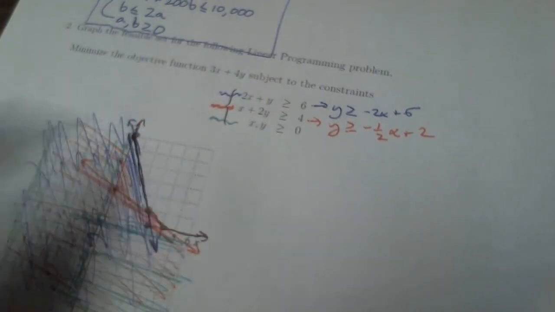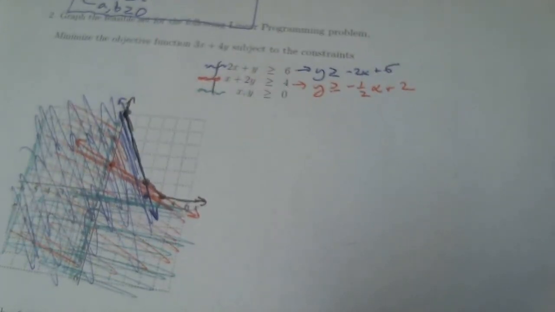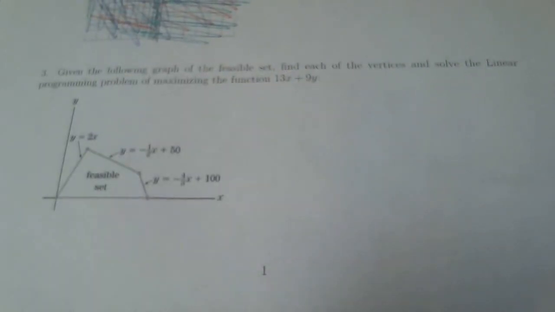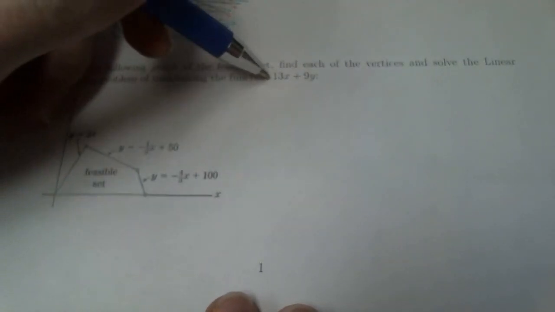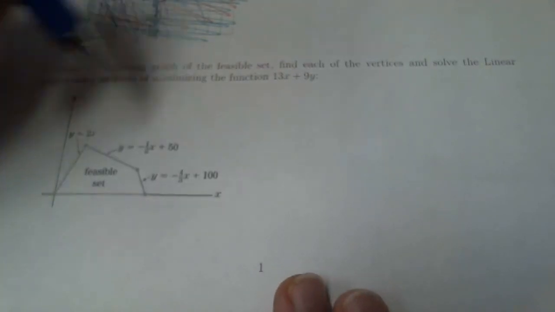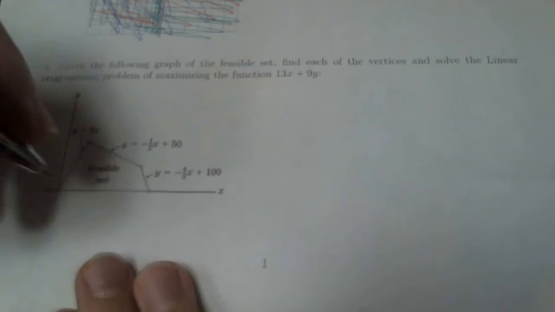So everything that's not shaded represents my feasible set for that. And again, once you have your feasible set, the next step is to solve the linear programming problem. The fundamental theorem of linear programming says that the solution to your linear programming problem, either the maximum or minimum value, if it exists, is going to be at one of your vertices.